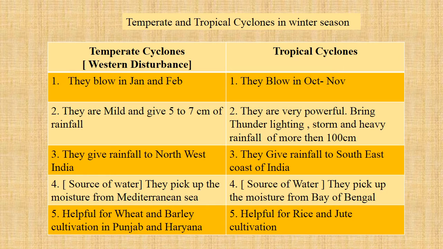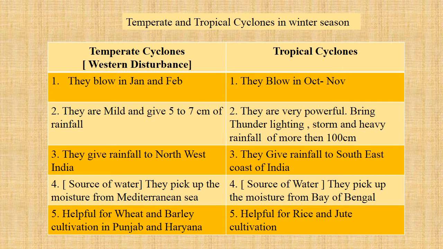Temperate cyclones are mild. They give only 5 to 7 centimeters of rainfall to northwest India. Tropical cyclones are very powerful. They bring thunder, lightning, storm and heavy rainfall of more than 100 centimeters. Temperate cyclones give rain to northwest India. Tropical cyclones give rainfall to southeast coast of India, that is Tamil Nadu coast also.